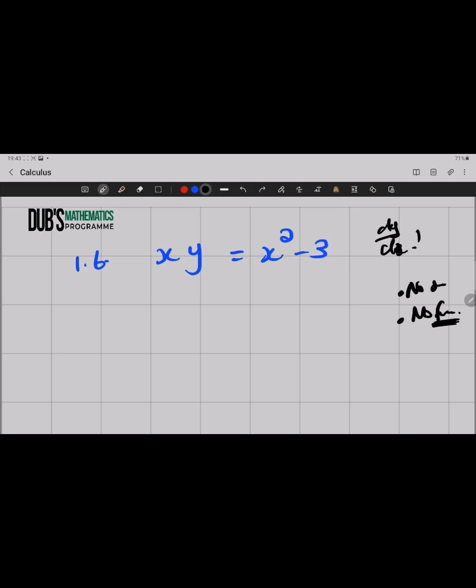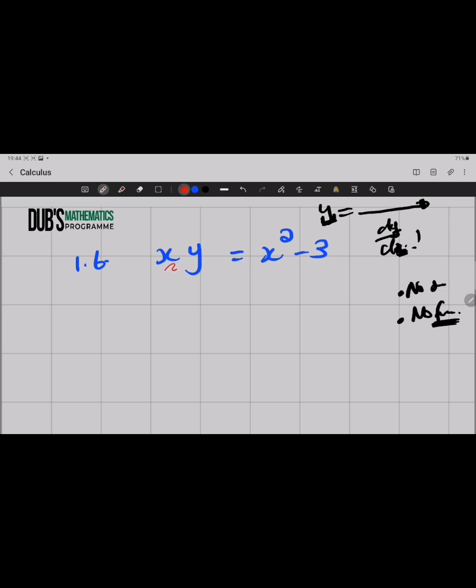Our x is in the numerator, so we are good to go. But now, remember, we are deriving y in terms of x. So before we derive, we must have our equation in the form of y is equal to something. So we must first make y the subject of the formula here. How do we do that?